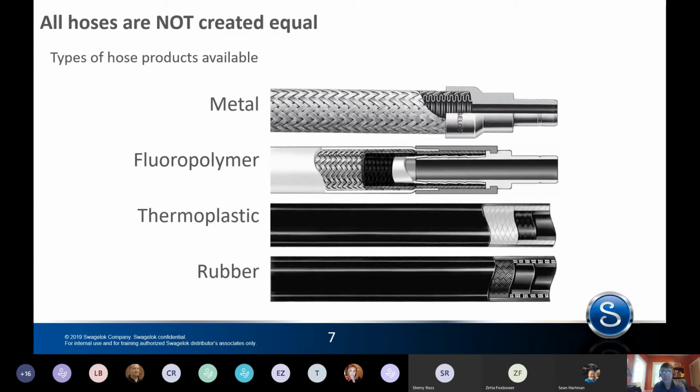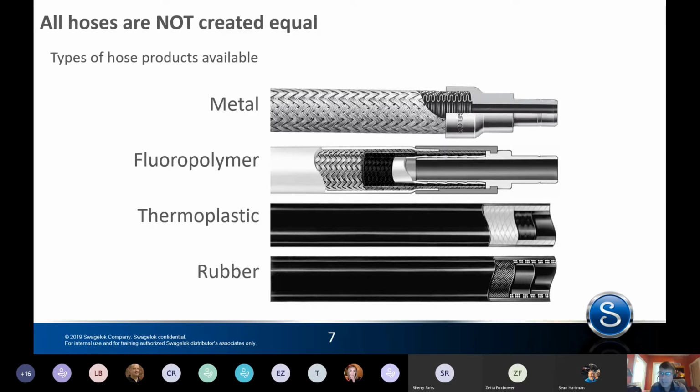The end connection, of course, in this case is not crimped. We put a sleeve around it and an end connection on top, and we weld it all together. So it's a welded fit. It's very strong, and it withstands very high temperatures, very high pressures. We talked about the fluoropolymer one. And then a thermoplastic or nylon hose is used a lot of times because of its durability.